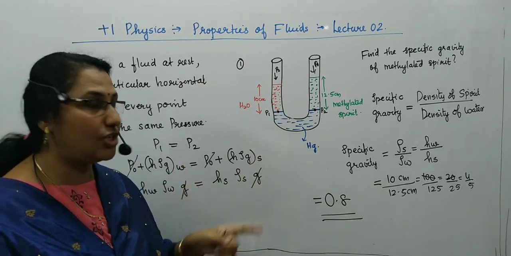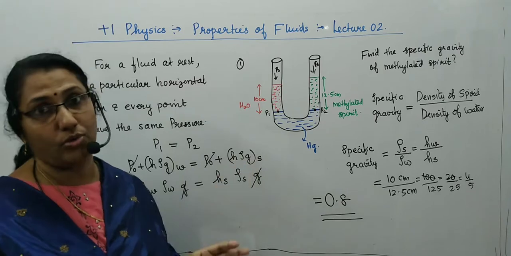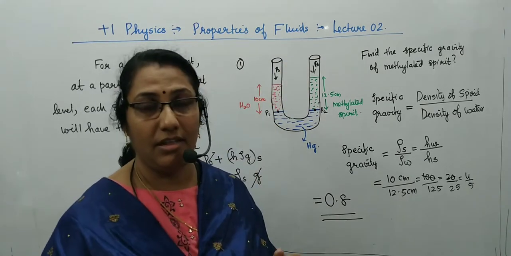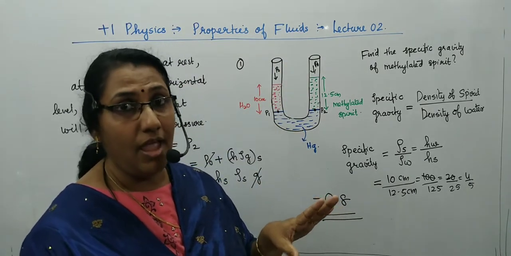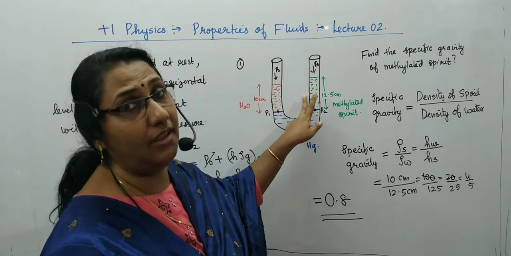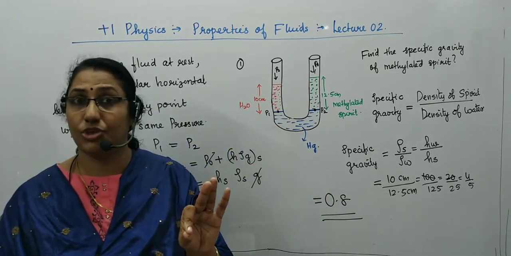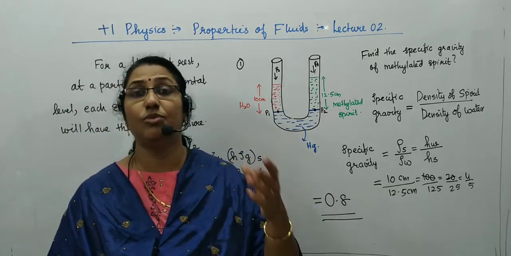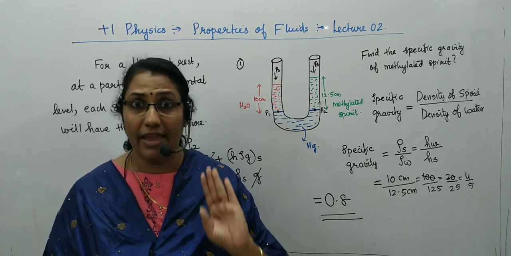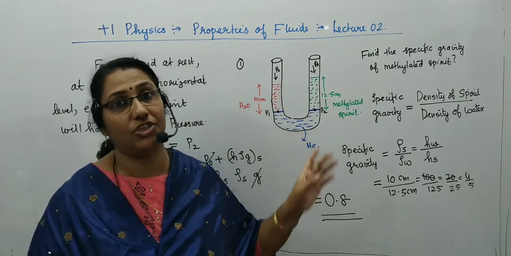And in NCERT, the next question is about this one itself. In the above question, suppose the limbs of the U-tube have sufficient length, and 15 centimeter of water and 15 centimeter of methylated spirit is further poured into the respective arms. The limbs of the U-tube are sufficiently large, and they have poured 15 cm of water in this limb and again 15 cm of methylated spirit in the other limb.